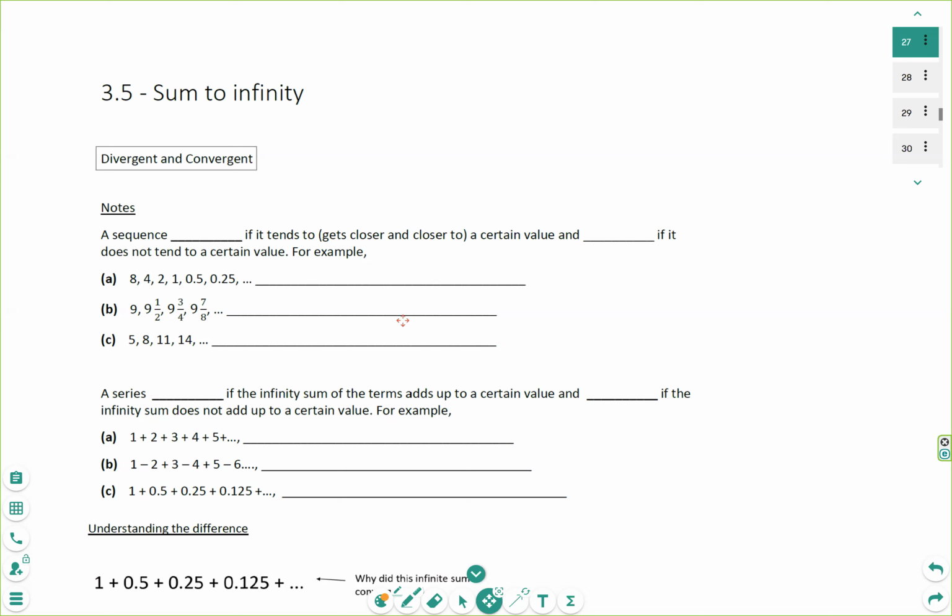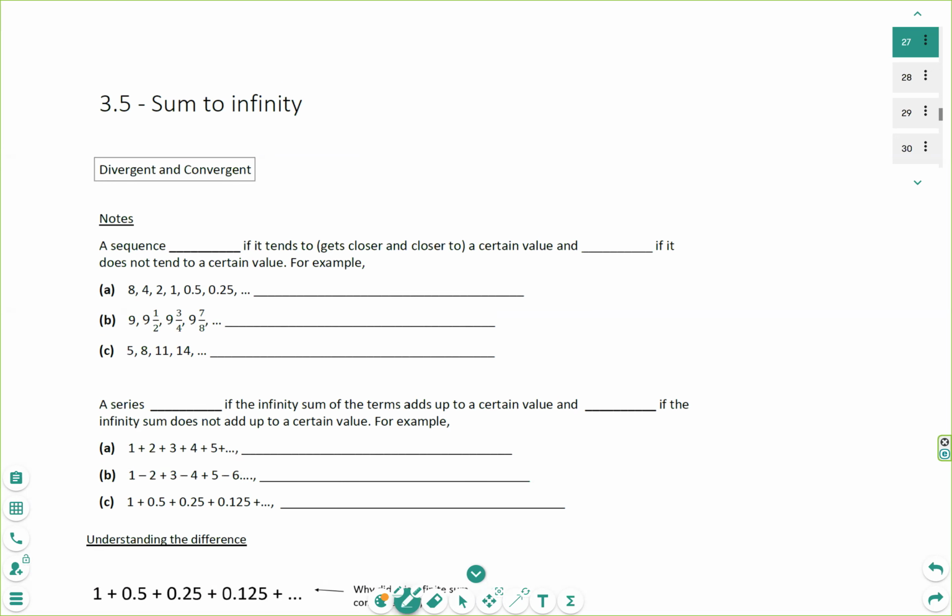So, a sequence converges if it tends to, or gets closer and closer to, a certain value. So it converges to a value. And it diverges if it does not tend to a certain value.